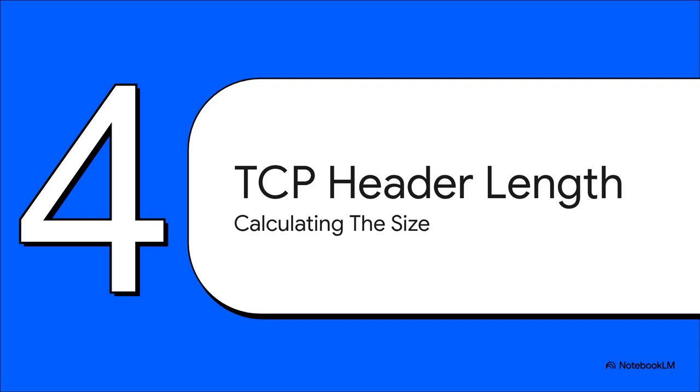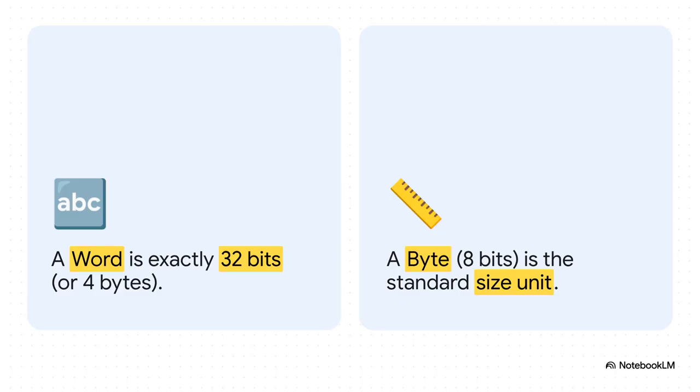Which brings us to Section 4, Calculating TCP Header Length. Now, the most common mistake I see students make when studying TCP isn't even the complex math. It's a super simple unit confusion. You've got to clearly distinguish between words and bytes. In the context of a TCP header, a word represents exactly 32 bits, which, as we just established, is the width of one standard row. Since 8 bits make a byte, a 32-bit word is always going to be exactly 4 bytes. Just burn this rule into your brain. One word equals exactly 4 bytes.